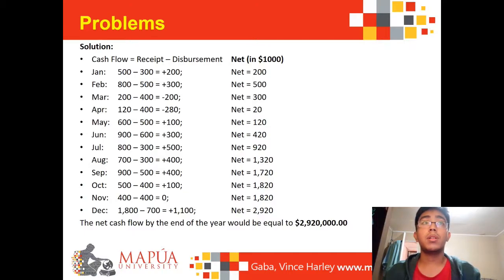For November, the receipt and the disbursement are equal, so there will be no cash flow for that month. And lastly, for December, it will be 1,800 minus 700, which will be equivalent to a monthly cash flow of 1,100, which will be equivalent to a net cash flow of 2,920. So, by summing up all the cash flows, we will get a net cash flow of 2,920 positive. Since it is measured in thousands, the final answer will be 2,920,000.